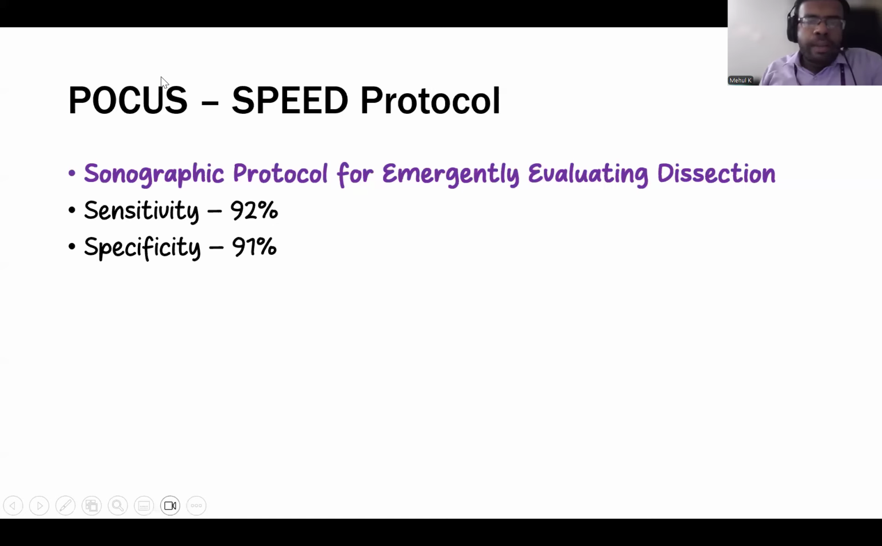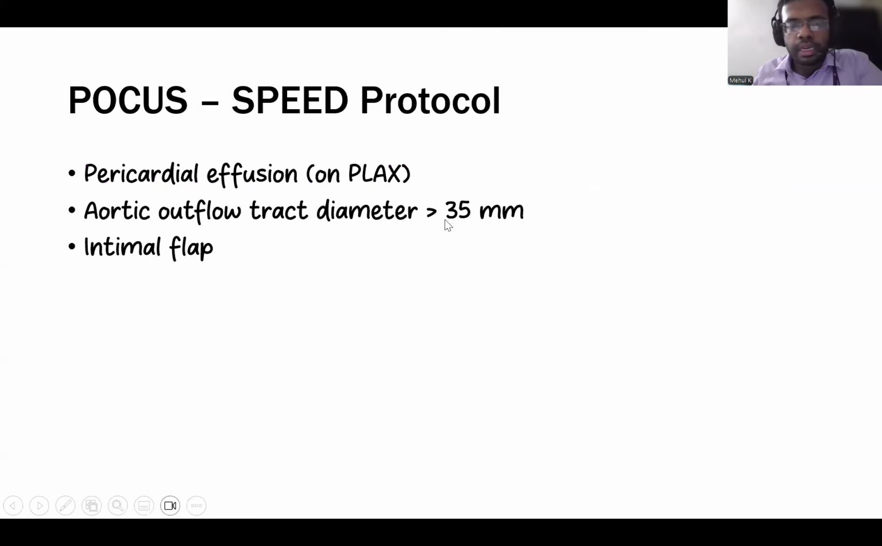So how can FOCUS help you with the diagnosis of aortic dissection? There is something called the SPEED protocol. What do you mean by SPEED? SPEED is a sonography protocol for emergently evaluating dissection. It has been shown to have a sensitivity and specificity both more than 90%. So this is something that you should consider implementing in your patients with suspected aortic dissection.